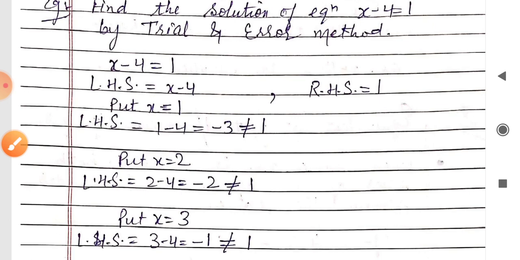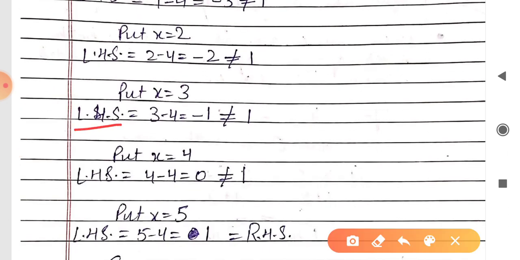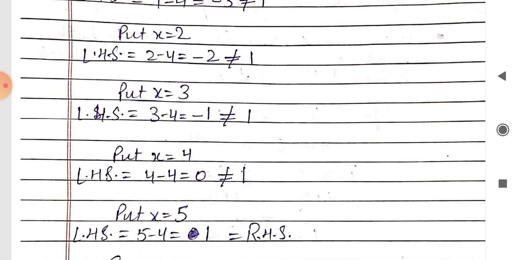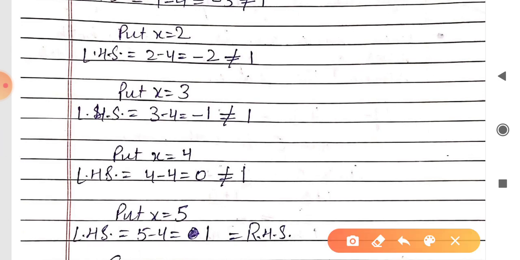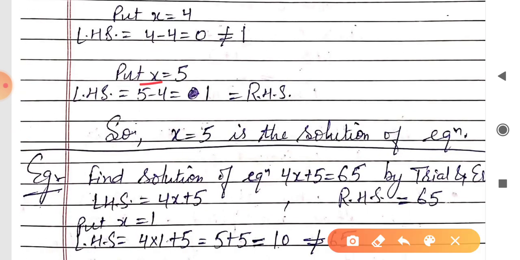So now we put x is equal to 3. Then left hand side is equal to 3 minus 4 is equal to minus 1, and minus 1 is also not equal to 1. So put x is equal to 4. When we put x is equal to 4, then left hand side is equal to 4 minus 4. 4 minus 4 is 0, but 0 is not equal to 1. Then we will put x is equal to 5. When x is equal to 5, then left hand side is equal to 5 minus 4, that is 1.